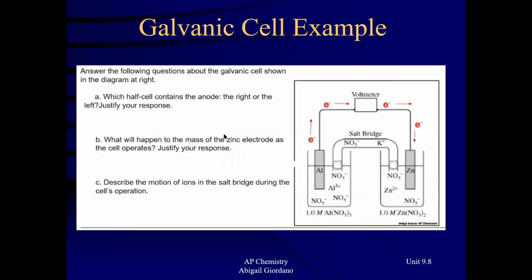And the first part of this says, which half cell is the anode, the right or the left half cell? What is going to happen to the mass of the zinc electrode as the cell operates? Is it going to increase or decrease? And describe the motion of the ions in the salt bridge. So let's look at each part of this question one at a time.